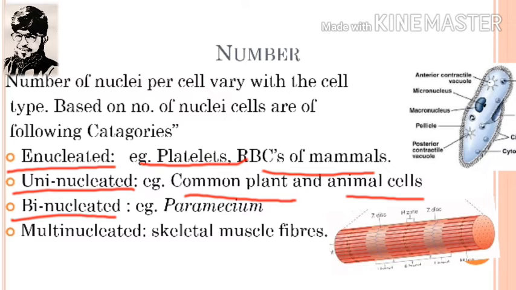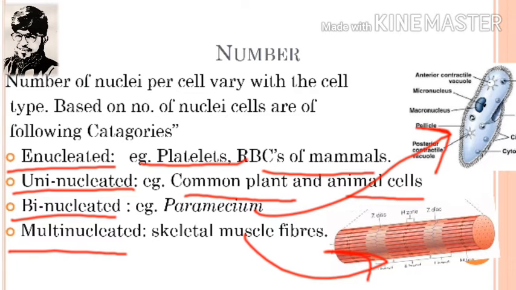Binucleated cells are the cells having two nuclei, micronucleus and macronucleus. For example, paramecium is an example. Multinucleated cell similarly is a cell in which there are multiple nuclei. For example, skeletal muscle cell. So once again, number of nuclei per cell can vary from cell type to cell type.